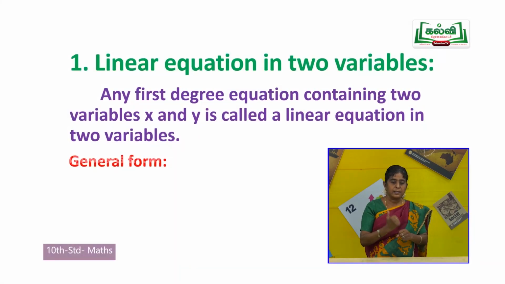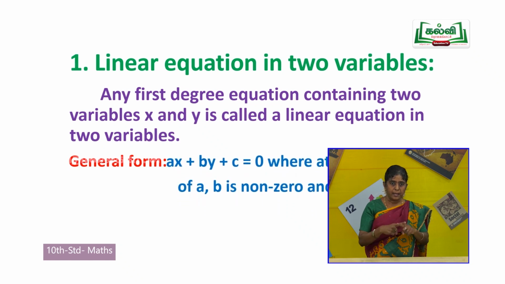Its general form is ax plus by plus c equal to 0, where at least one of a, b is non-zero. Either a or b should be a non-zero real number, but c can be 0 or non-zero. No condition for c. And a, b, c belong to the real numbers R.